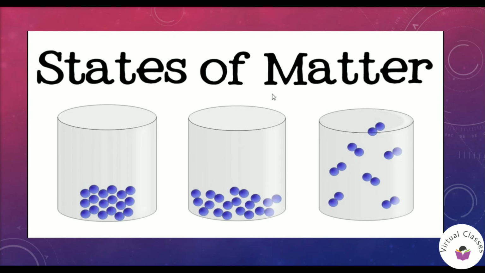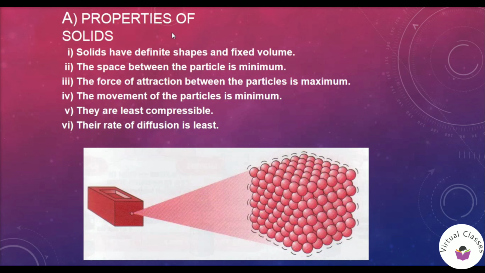Today we'll be discussing the different states of matter. See the properties of solids. First, solids have definite shapes and fixed volume. The space between the particles is minimum. The force of attraction between the particles is maximum. The movement of particles is minimum.